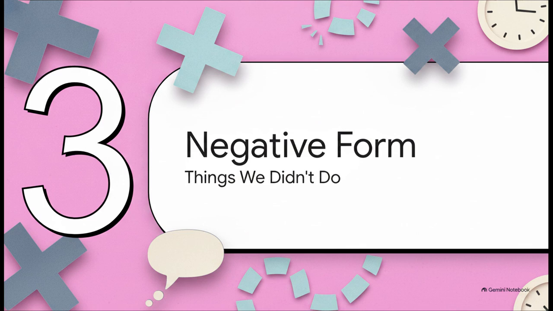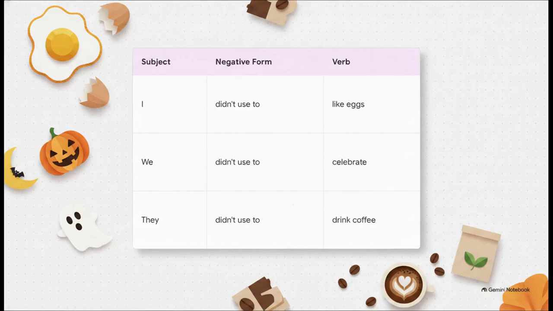Now, what about the things we didn't do? The negative form is super straightforward. Just like before, we start with the subject. But this time, we insert didn't used to right before our base verb. So you get things like, I didn't used to like eggs, or we didn't used to celebrate Halloween, and they didn't used to drink coffee. And again, the change is heavily implied. If they didn't used to drink coffee, well, they probably need a whole pot of it to wake up nowadays.